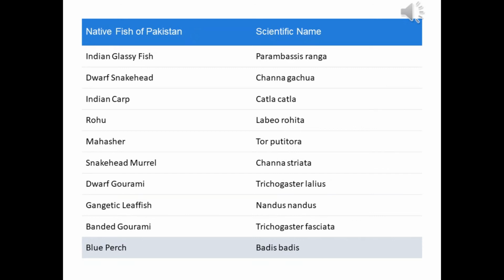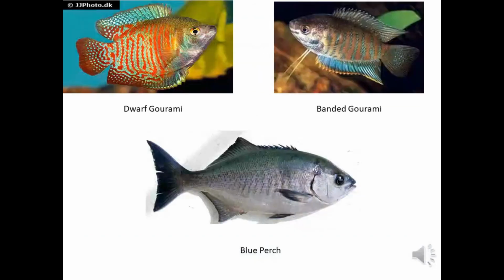Let's discuss the native fish of Pakistan and their names. I have told you about some native fishes of Pakistan, and the others include Indian glassy fish, dwarf snakehead, Indian carp, Rohu, mahashir, snakehead mural, dwarf gourami, gangetic leaf fish, banded gourami, and blue perch. Let me give a brief introduction to the native fishes of Pakistan.